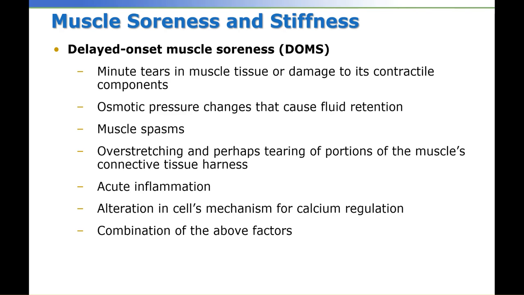And delayed onset muscle soreness is basically how sore you get a few days after your workout, okay? This is because you have minute tears in muscle tissue or damage to contractile components, osmotic pressure changes that cause fluid retention, muscle spasms, overstretching, perhaps tearing up portions of muscles, connective tissue soreness, and then acute inflammation. You have alteration in the cell mechanism for calcium regulation, and a combination of all the factors above. So you have soreness right after, but then this delayed onset muscle soreness happens a day later, in a delayed manner, and it's based on the tearing of the fibers through the resistance training that you did.